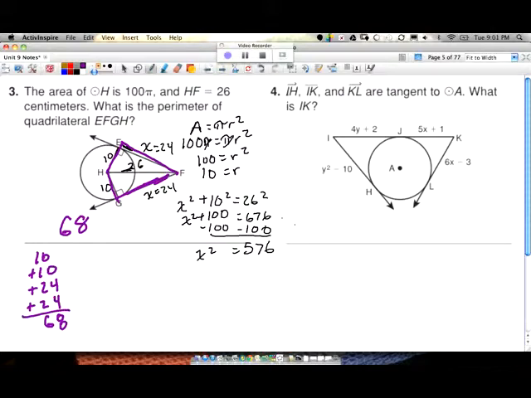Alrighty. Let's see what we got going on here. These are all tangent. What is IK? Okay, so for me to figure out IK, I gotta figure out this piece as well as this piece. Fortunately for me, I know that when two pieces are tangent and they come together at the same point, like this one and this one, they're equal. So that means that 6x minus 3 equals 5x plus 1. Do some algebra. Add the 3. We got x equals 4. Okay, so x equals 4, which means this would be 5 times 4 plus 1, which is 21.